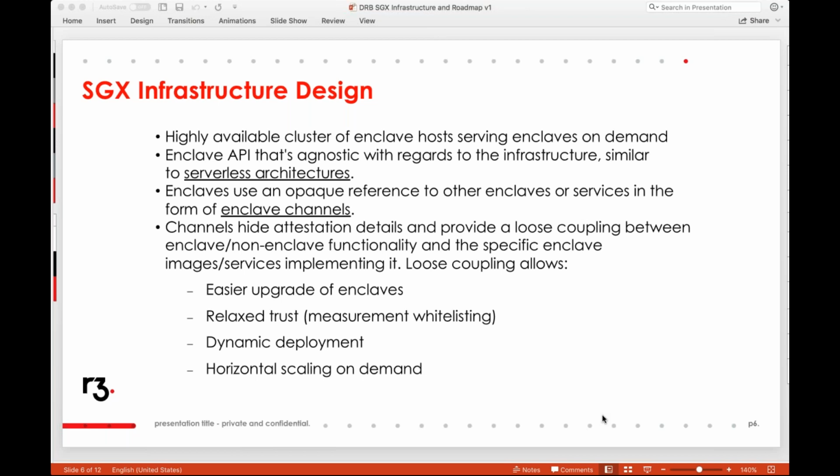Another thing we can do with these channels is horizontal scaling on demand. Because we don't pin the specific measurements, we can do upgrades and also spin up. Let's say that the enclave requests another enclave to do some kind of function, for example, encryption of the ledger. This is a control point where we can spin up hosts on demand or spin up enclaves on demand. And it's the same idea as with the AWS Lambdas.